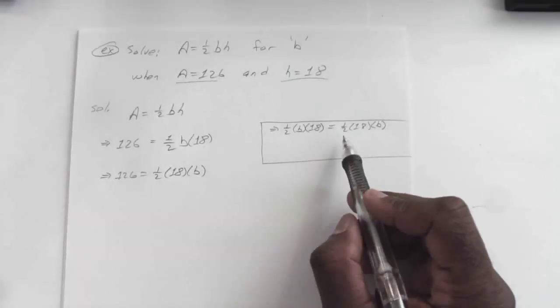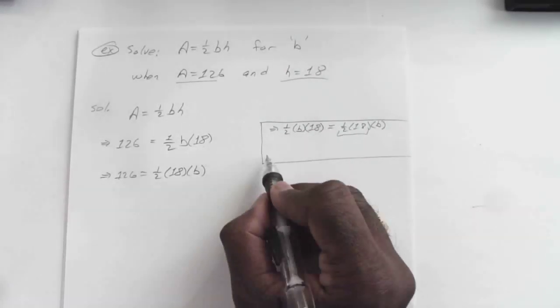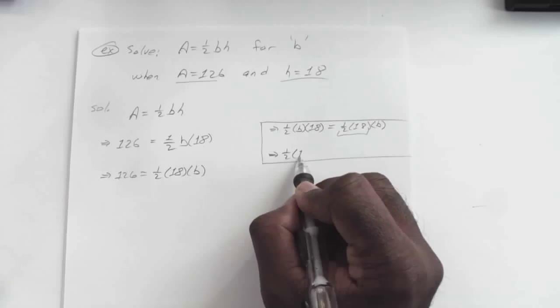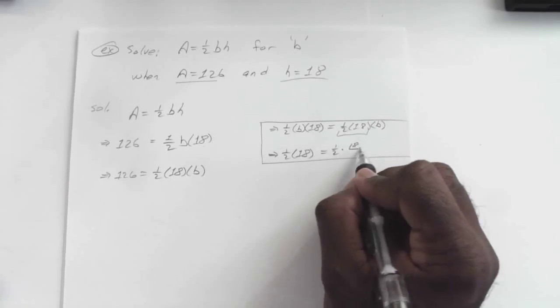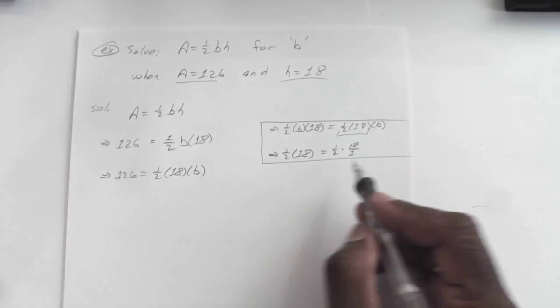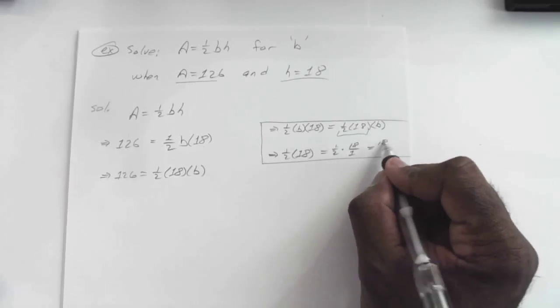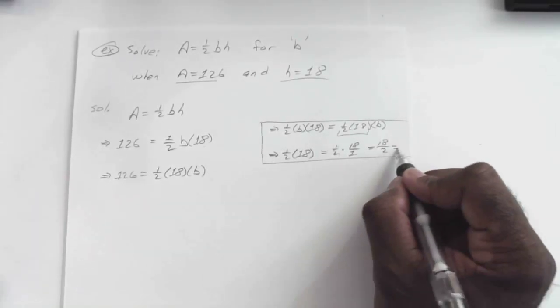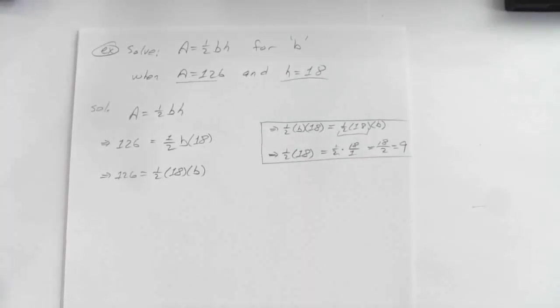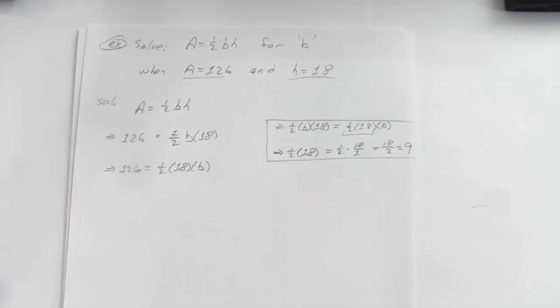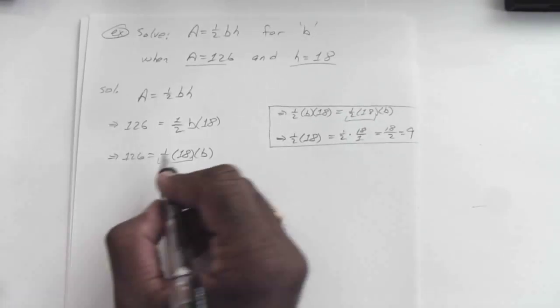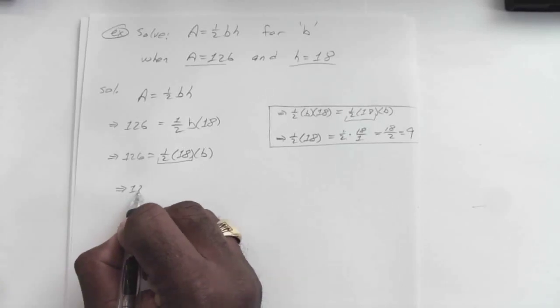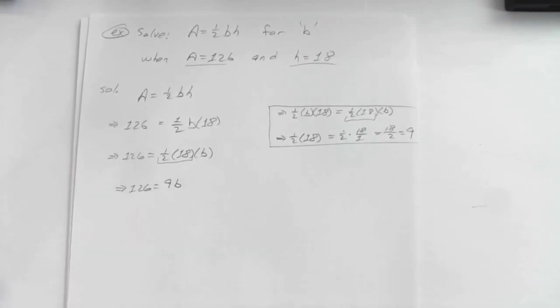Okay. And I move them next to each other because we know that 1/2 times 18, we can rewrite that as 1/2 times 18 over 1, which 1 times 18 is 18. 2 times 1 is 2, which gives you 9. Now you could have done that without moving them around, but sometimes when they're next to each other, it's just a little easier to visualize. Okay, so these two actually combine to give you 9. So you have 126 equals 9B.